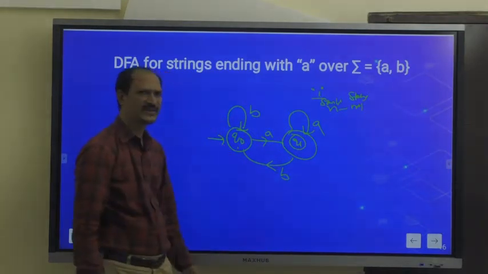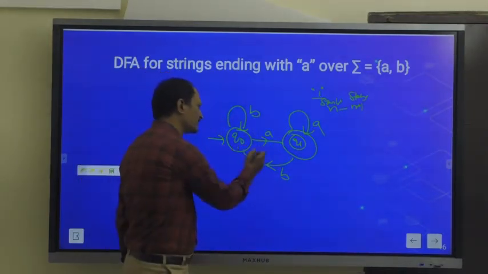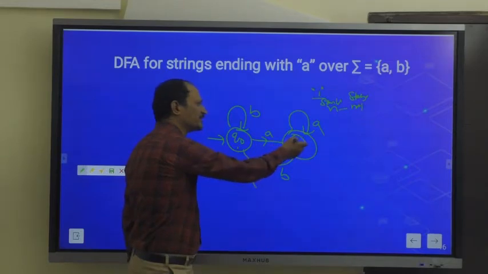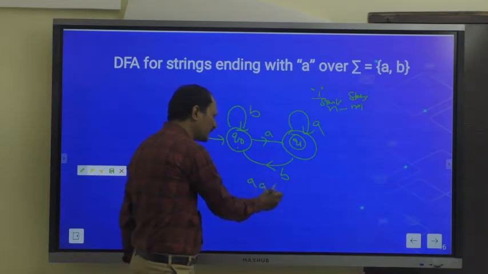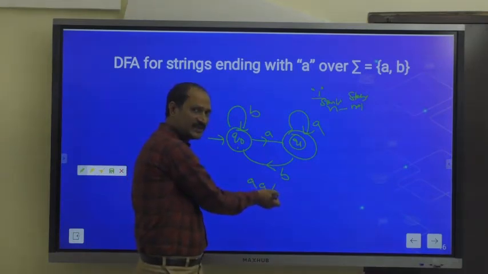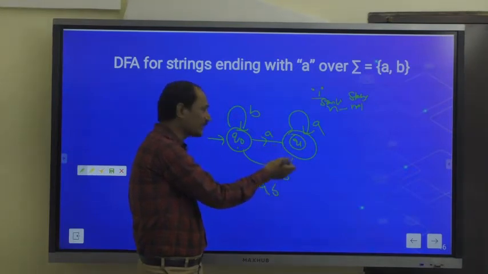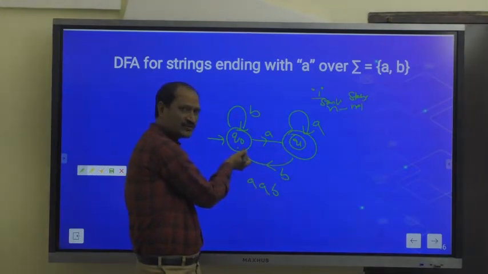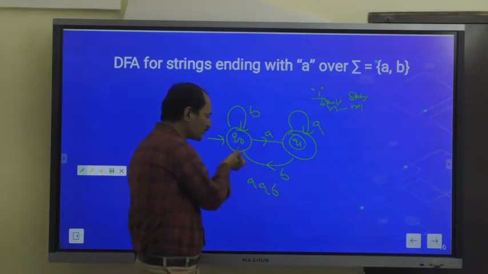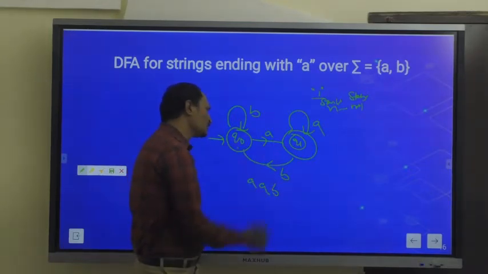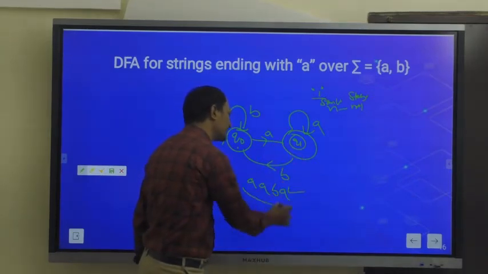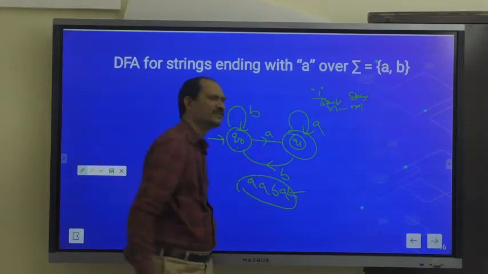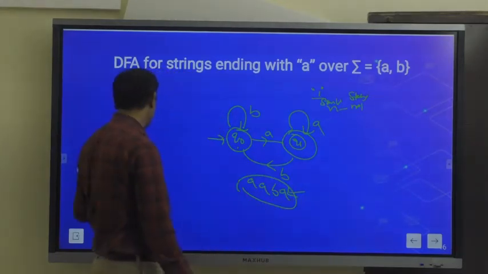Now let me check whether it is correct or not. From Q0, suppose I have applied A and reached the final state Q1, and applied a self loop of A here, and if I apply B here, see AAB, is it ending with A? No, it is not ending with A. So it should be in the non-final state. Here Q0 is the non-final state. It is not a final state, it is the starting state. So AAB is not accepted by this machine. If I apply one more A, I can come back to the final state. This can be accepted, because AABA is ending with A. This is how we are going to construct a DFA machine.